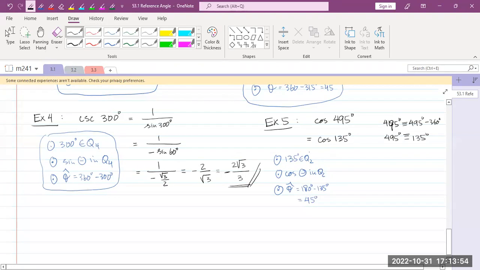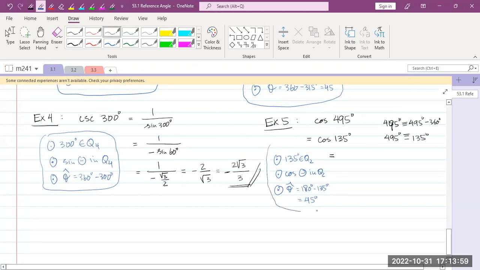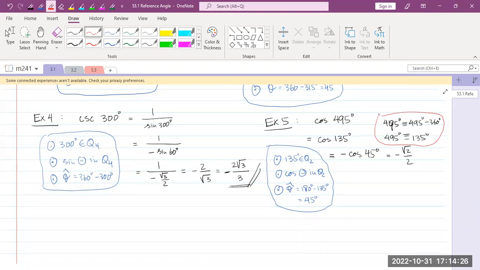So continue from that work. Cosine 135 degrees is equal to, let's circle this so that you don't get confused, quadrant 2. So it's negative of cosine of the reference angle 45 degrees, which is equal to negative radical 2 over 2. Okay, so if the angle is not between 0 and 360 degrees, then you look for the coterminal angle first.